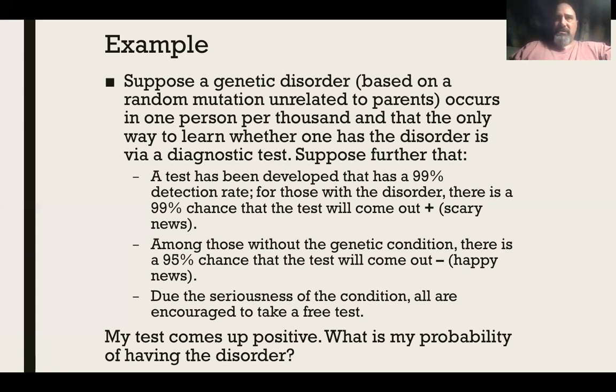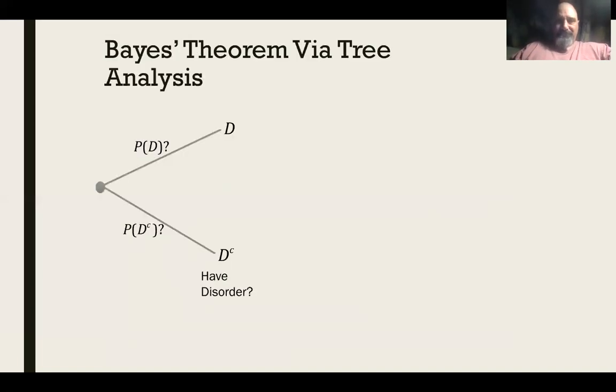I go in, I have no reason to suspect that I have the genetic disorder or don't have it, other than that there's only a 1 in 1,000 chance that a person has it. And I get the test, it comes up positive. Given that it came up positive, what's my probability that I have the disorder? Okay, I'm going to do this via a sort of decision tree. Most people find it a bit more intuitive than just plugging numbers into a formula. You can do that as well, and we'll see it both ways.